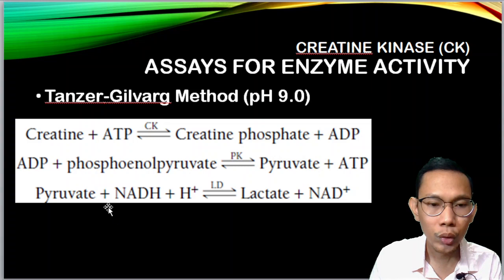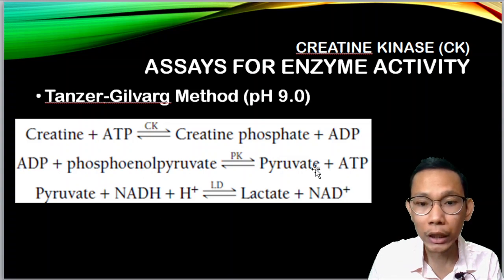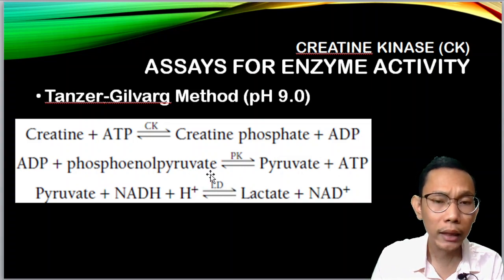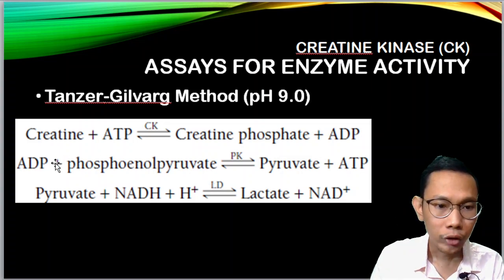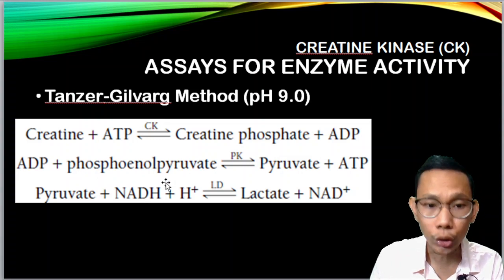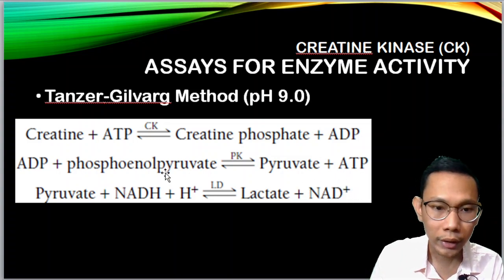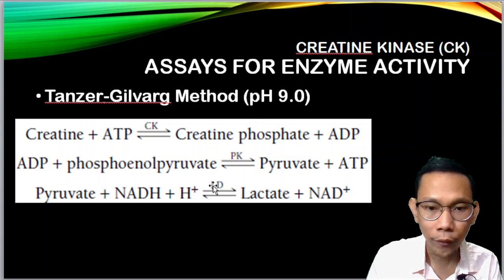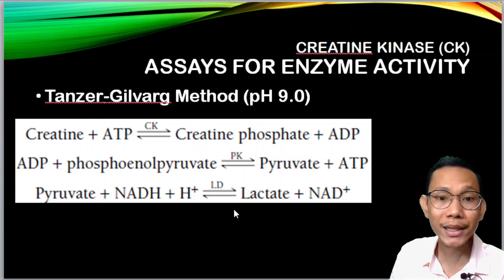Then you get this pyruvate and add it with reduced nicotinamide adenine dinucleotide and hydrogen. By the action of lactate dehydrogenase, it converts pyruvate to lactate and oxidizes NADH to oxidized nicotinamide adenine dinucleotide. Remember, we will discuss LD later on. Actually, LD has two effects: changing pyruvate into lactate or lactate to pyruvate, and oxidizing or reducing NAD. It is an interconversion. That's why there are two arrows. You can do this reaction forward or backward. So this is basically the Tanzer-Gilbert method.